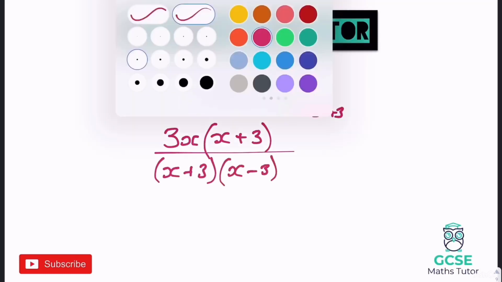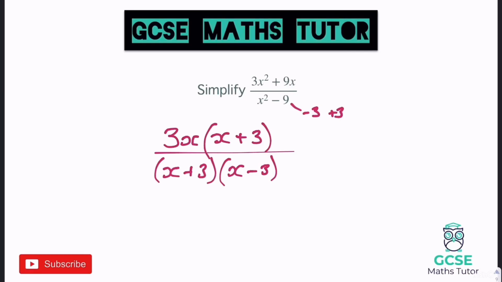There we go, and when we've got these common brackets on the top and bottom, we can cancel them out. So the x plus 3 and the x plus 3, we can divide the top and bottom by x plus 3. So we end up with a final answer of 3x over x minus 3.